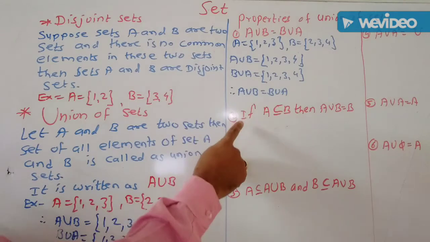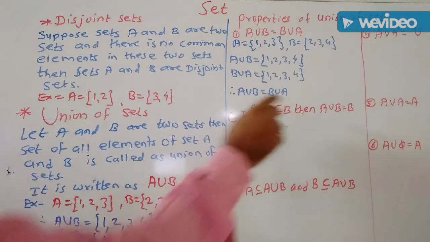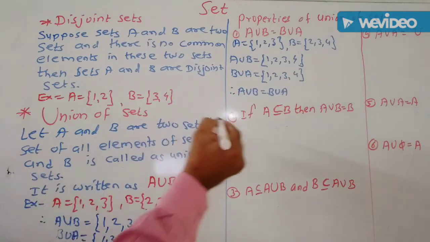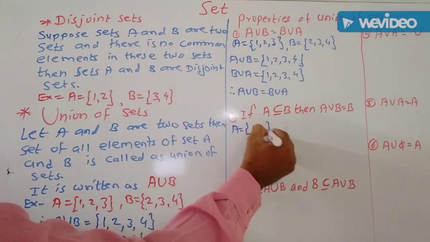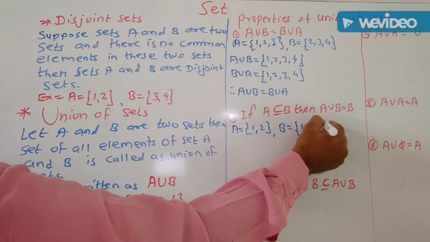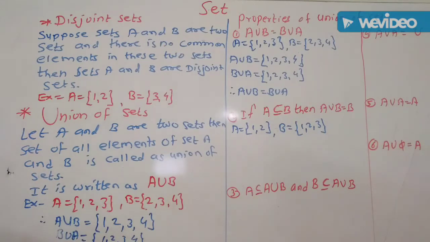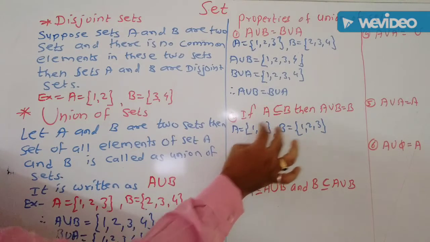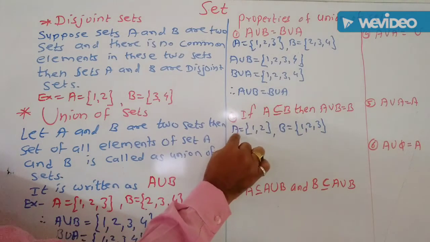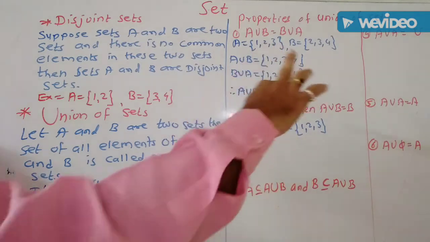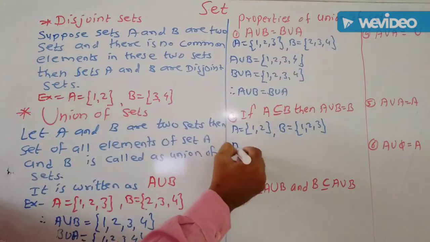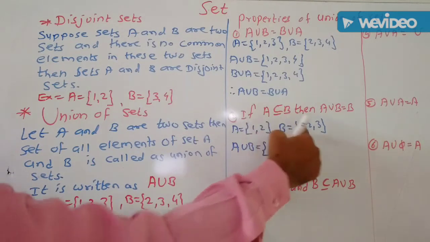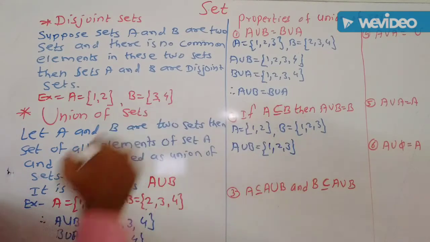Then the second property is if A is a subset of B, that is every element of set A is an element of set B. For example, suppose we take A as 1, 2 and B as 1, 2, 3. A is a subset of B, that means every element of set A is an element of set B. Then we take the union of these two sets, that is the set of all the elements in A and B: 1, 2, 3, therefore A union B is 1, 2, 3.